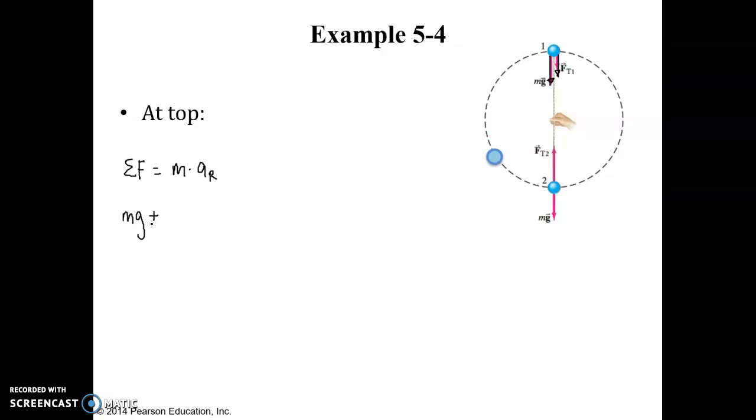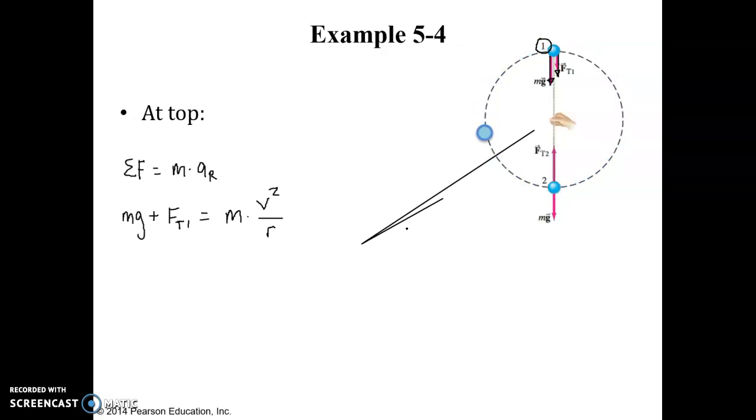It doesn't really matter if they're positive or negative so long as they have the same sign. So I'll make them both positive to keep things a little simpler. So the weight, mg, plus, we'll call it Ft1, the tension force in the string at the top, which we are labeling condition 1. So those two forces combined have to keep the ball in this circular pattern, which is equal to m times the centripetal acceleration. So it's m times v squared over r.